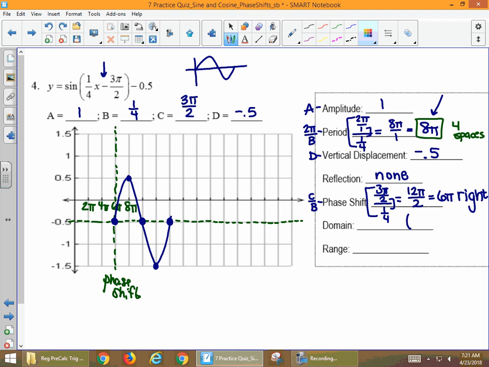Domain is all reals. Range is from -1.5 to 0.5. All right, I will make another video for writing equations, and I really hope this is helpful.